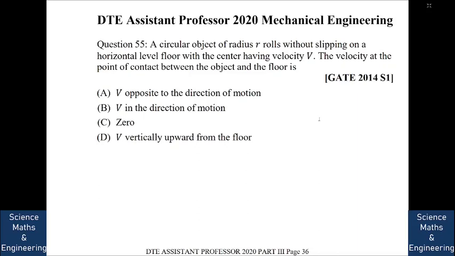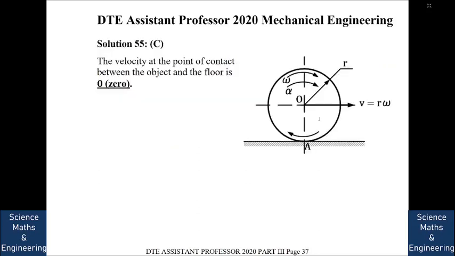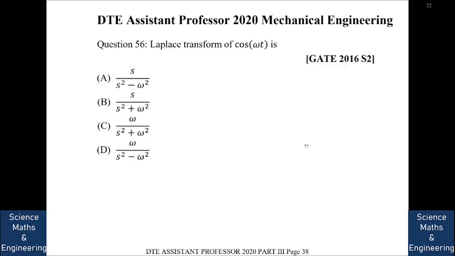Next question. A circular object of radius r rolls without slipping on a horizontal level floor with the center having velocity v. The velocity at the point of contact between the object and the floor is, the answer is, see, this is the figure. So we need to find out the velocity of this point A. Now as this point is in contact with the floor, its velocity is 0. Okay. The next point comes, so that velocity would be 0, but at this instant the velocity of point A is 0.